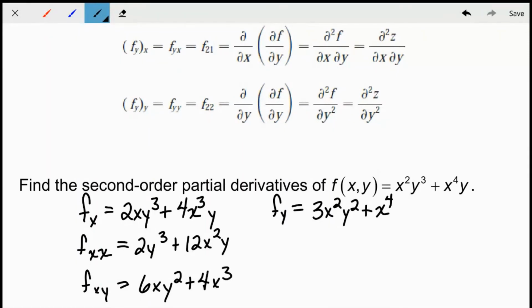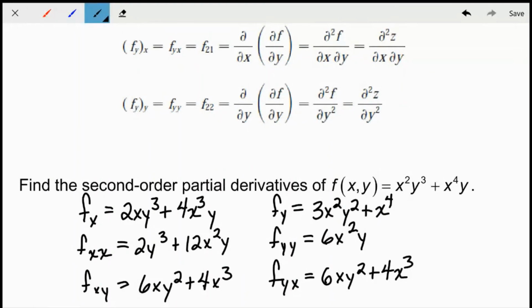All right, so now let's do the same thing with the y partial. Okay, second derivative with respect to y here would be 6x squared y, and that's it, because the second term is going to become a 0. And if I do my mixed partial, y and then x, I'm going to get 6xy squared plus 4x cubed. Okay, so not really that difficult to do. You just have to be careful that you keep everything straight in your mind. What am I taking the derivative with respect to?